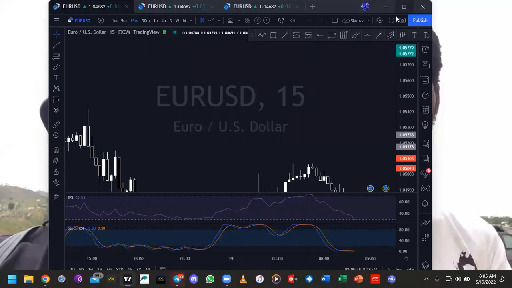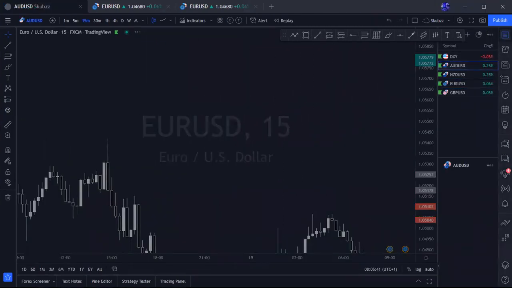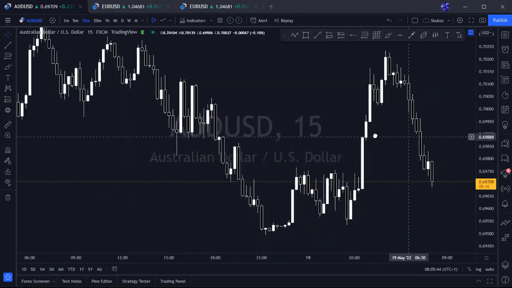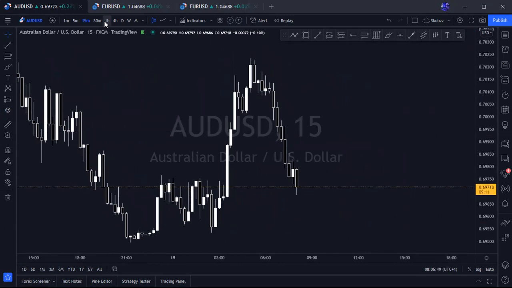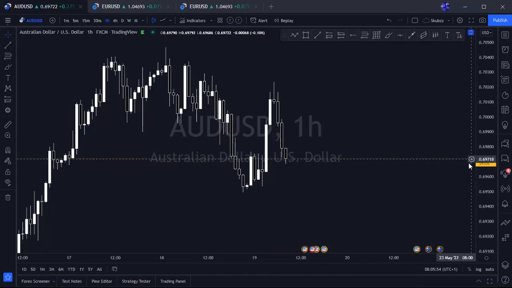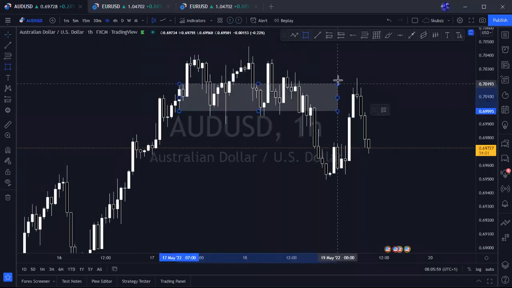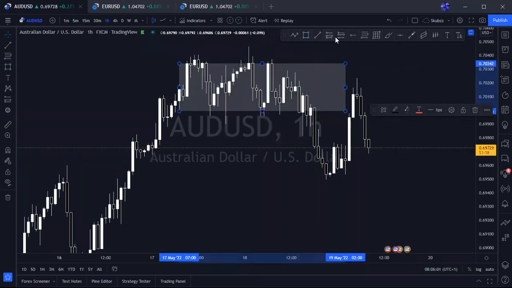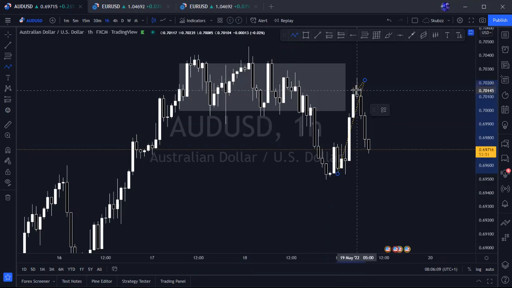So let's take a look at our charts. Let's start with AUD USD. Wow, that's nice. This move already happened. Yesterday we had this break in the evening and I was expecting that retest for a continuation, and we already had the retest. I think this was around 5 a.m. Well, we'll look for another opportunity.